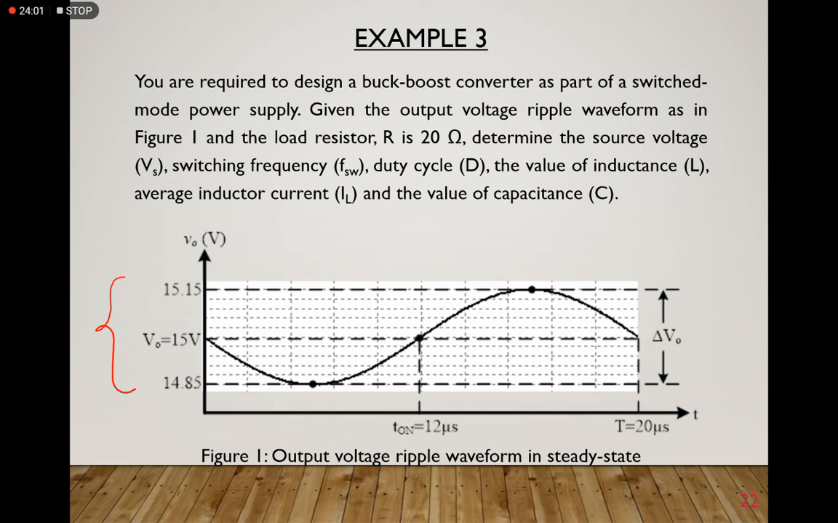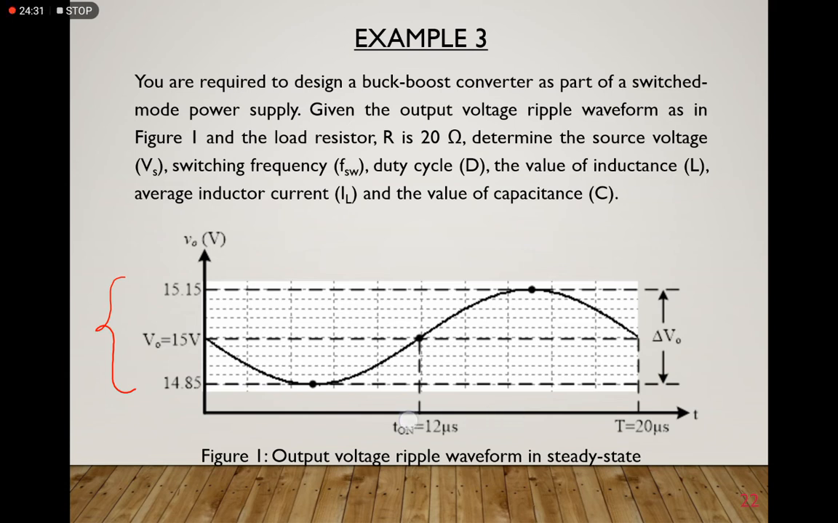So you are required to design a buck-boost converter. It gives you the output voltage ripple in this figure 1, and the load resistor is 20 ohm. So you need to find the Vs, source voltage, switching frequency, duty cycle, the value of inductor, the IL, average inductor current, and the value for the capacitor.